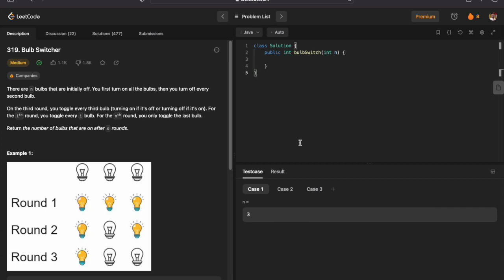So today we'll be solving one question from LeetCode. The question is Bulb Switcher. In this question, it will give n bulbs, and initially the bulbs are off, and we need to count the number of bulbs which are on after n steps. So let's understand what this question is asking.